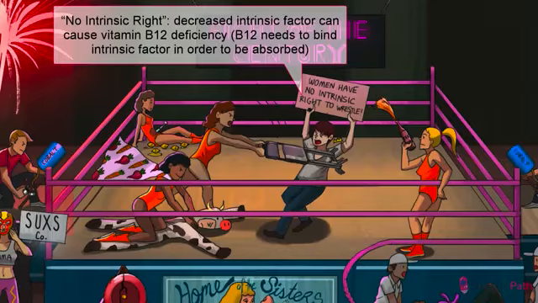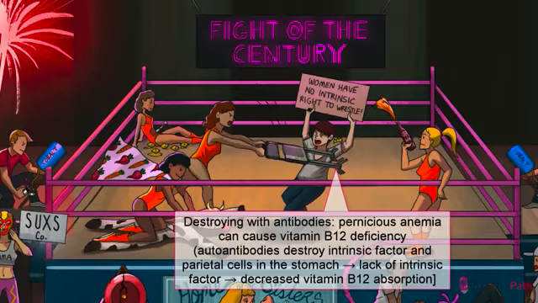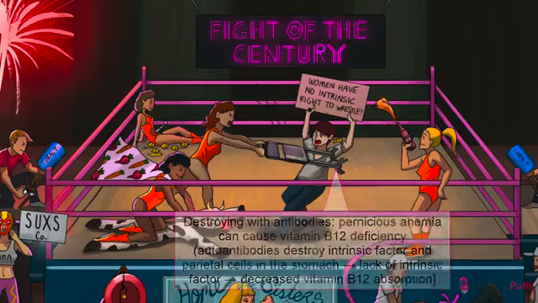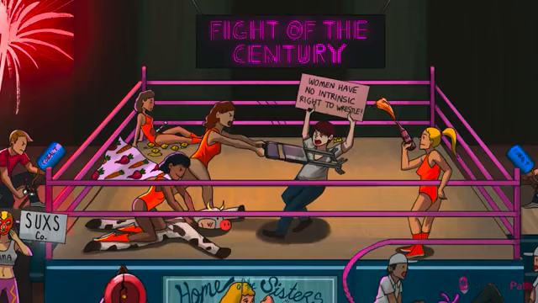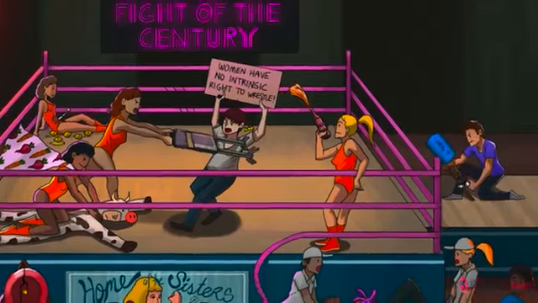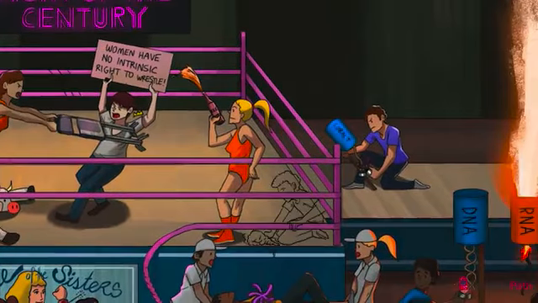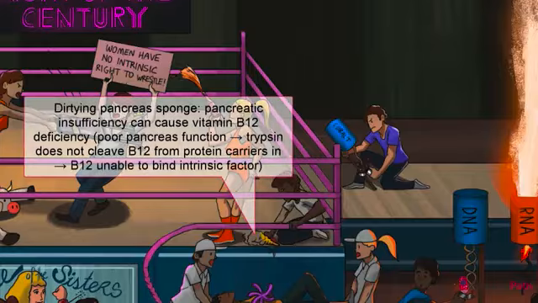See the antibody shape we've incorporated into the chair? This represents pernicious anemia, an autoimmune condition in which autoantibodies bind to intrinsic factor in the stomach, destroying intrinsic factor in the parietal cells that produce it. B12 needs to bind intrinsic factor before it's properly absorbed. So, not good.